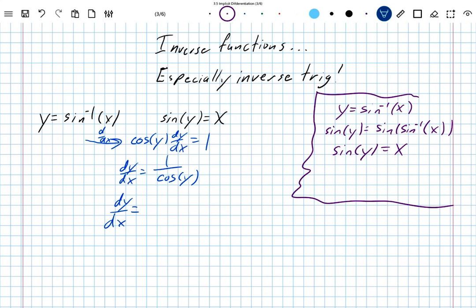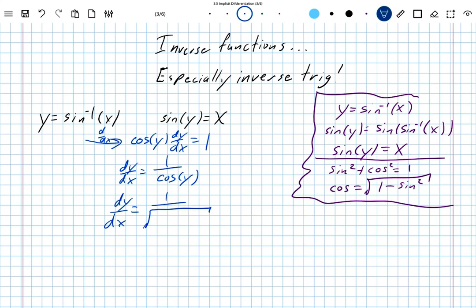Let's do a little more side work here. Sine squared plus cosine squared equals 1. So if I do the work here, cosine is equal to the square root of 1 minus sine squared, from the Pythagorean identity. So go ahead and try to solve for cosine there if you've never tried that before. I'm going to rewrite this over here real quick as 1 over the square root of 1 minus sine squared of y. That might seem silly until you realize I have a sine inverse and I desperately want to write this cosine in terms of sines so that I can get them to cancel.